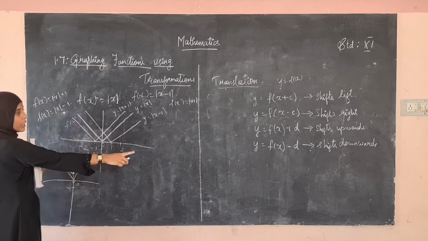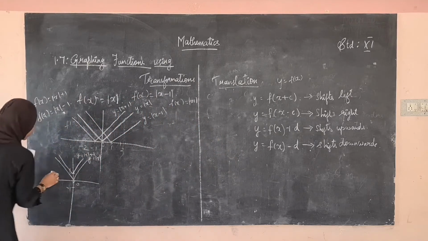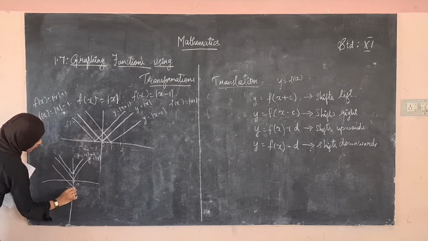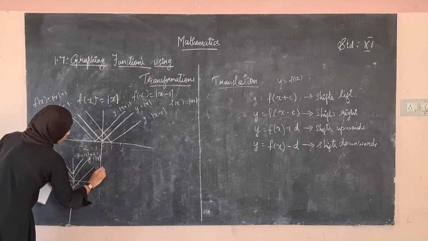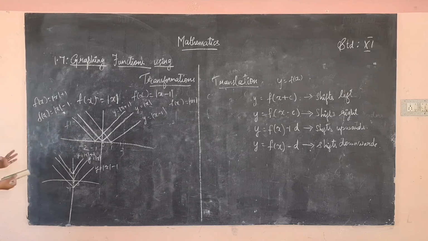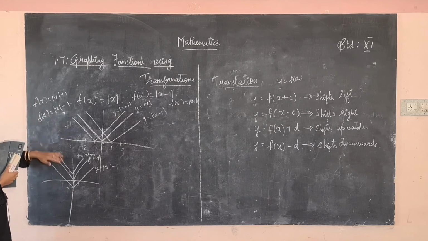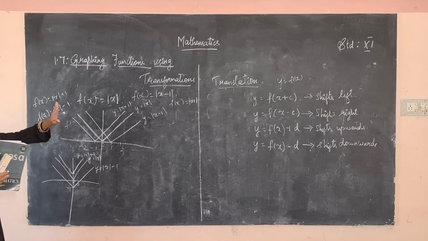And modulus of x minus 1 is the fourth one, that is the graph shifts 1 unit downwards. So what happens? The graph will be like this, y is equal to modulus of x minus 1. Okay, can you see the difference now? Can you see the difference? So these are the 4 types of translation.